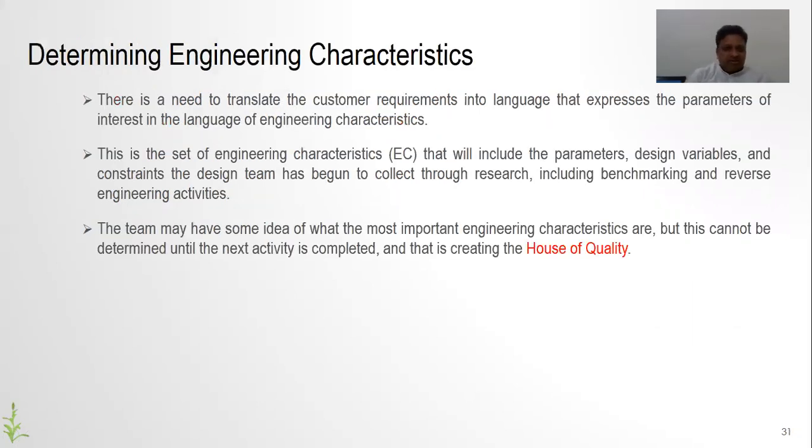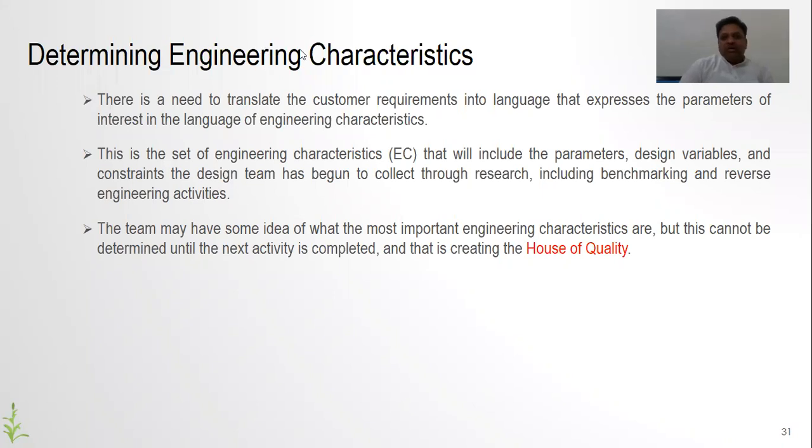Determining the engineering characteristics. There is a need to translate the customer requirements into language that expresses the parameters of interest in the language of engineering characteristics. This is a set of engineering characteristics that will include the parameters, design variables, and constraints the design team has to begin to collect through research, including benchmarking and reverse engineering activities.